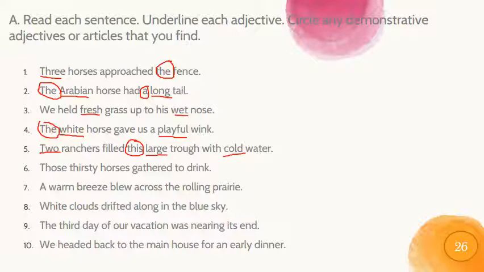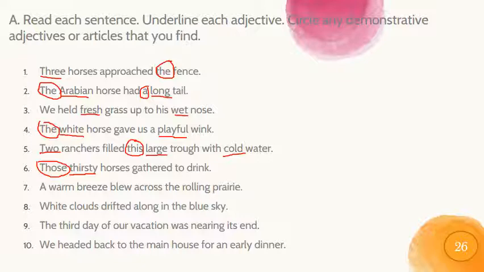6. Those thirsty horses gathered to drink. Those is a demonstrative adjective. We circle it. Thirsty horses, thirsty. It describes the condition of the horses. So it's an adjective. Gathered to drink. Okay, no more adjectives.